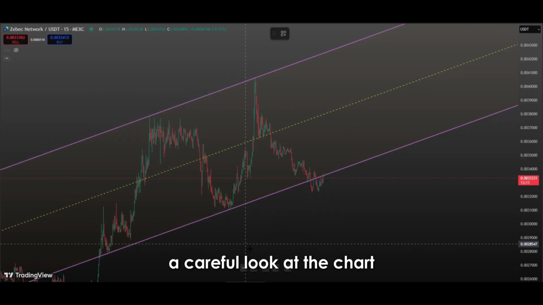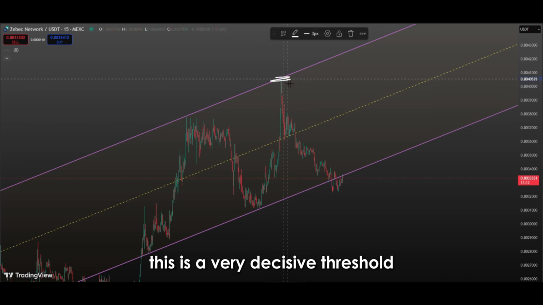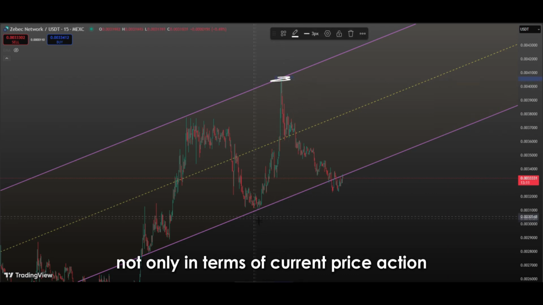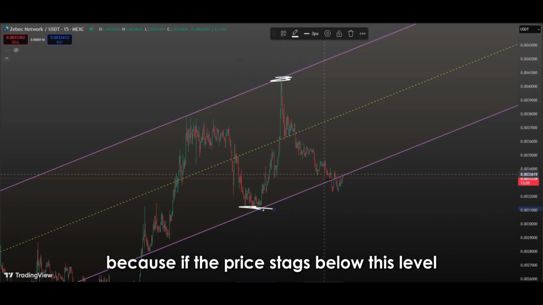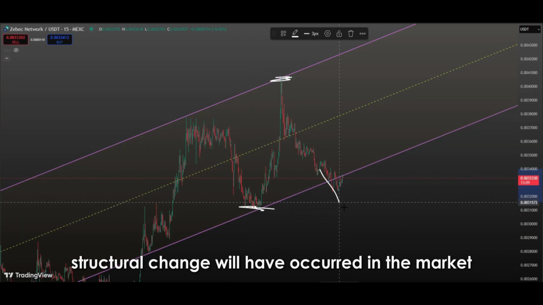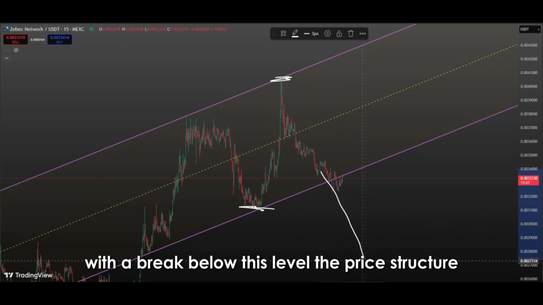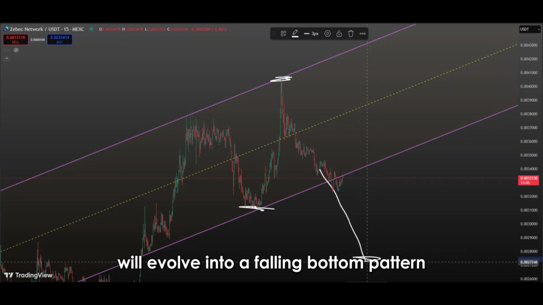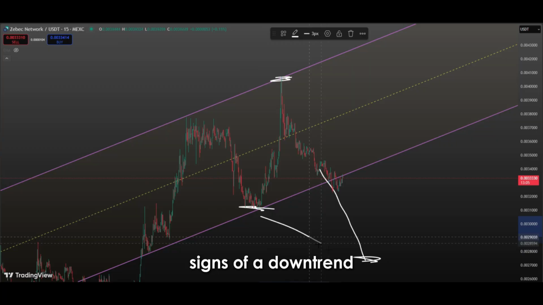A careful look at the chart shows that the price is currently approaching a very critical level. This is a very decisive threshold, not only in terms of current price action, but also in terms of future trend direction. Because if the price stays below this level, a significant structural change will have occurred in the market in technical terms. In particular, with a break below this level, the price structure will evolve into a falling bottom pattern, which will be considered one of the first and clearest signs of a downtrend.